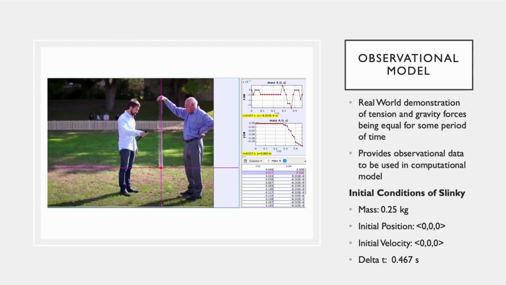Here's our observational model. Our real-world demonstration of tension and gravity forces being equal for some period of time. This provides our observational data that can be used in the computational model. The initial condition of the slinky is that it's 0.25 kilograms, and that the delta t is 0.467 seconds.